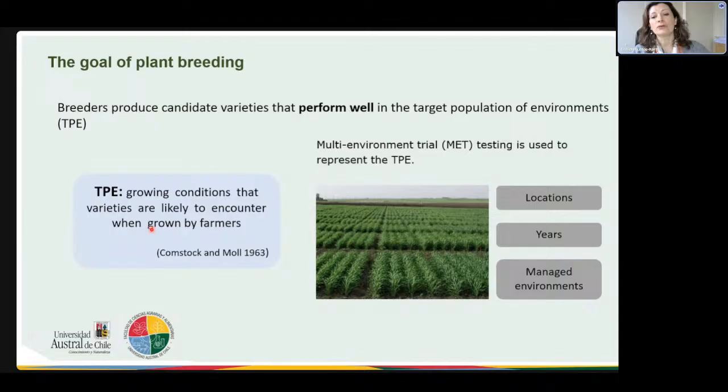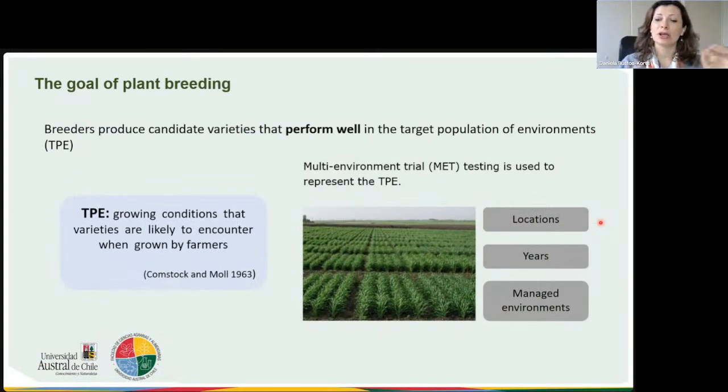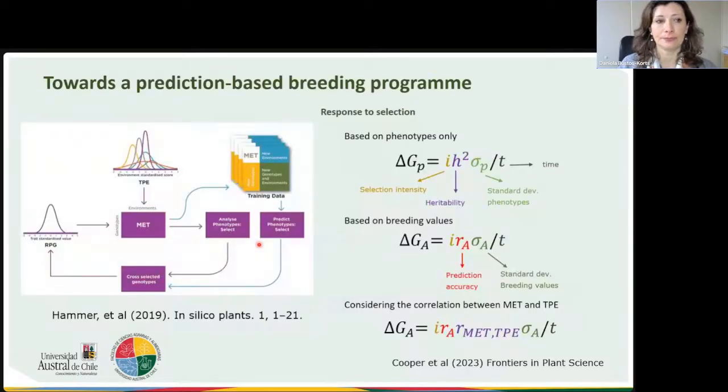So we have a distribution of soil, weather, and management conditions, and the combination of those we try to represent by these multi-environment trial networks, where we select a number of locations, years, and management conditions that are as similar as possible to the future growing conditions to increase genetic gain. In the past, it was a lot about phenotypic selection. Now it's a lot more about prediction-based selection.